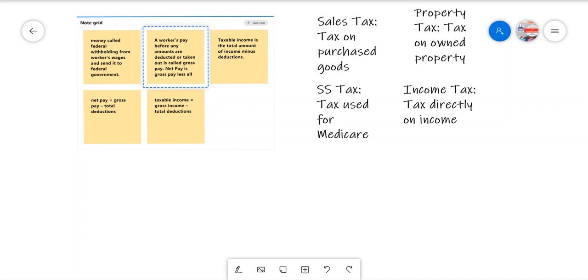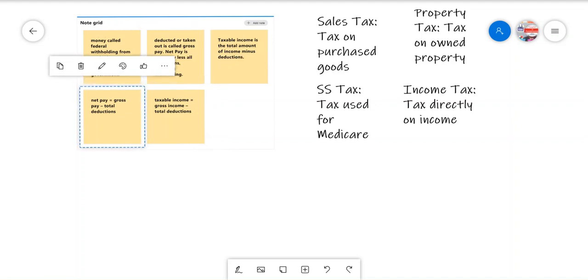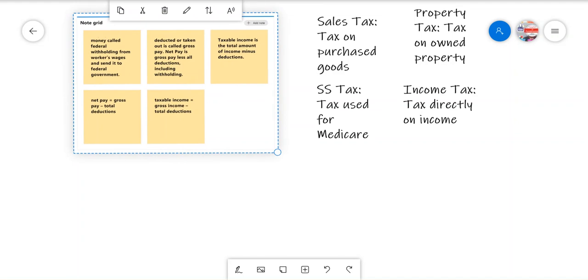A worker's pay before any amounts are deducted or taken out is called gross pay. Net pay is gross pay minus all the deductions, including withholding. Taxable income is the total amount of income minus deductions. As you can see here, this is the taxable income and this is the net pay.